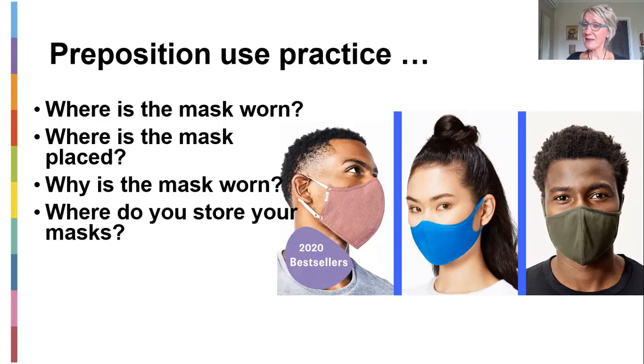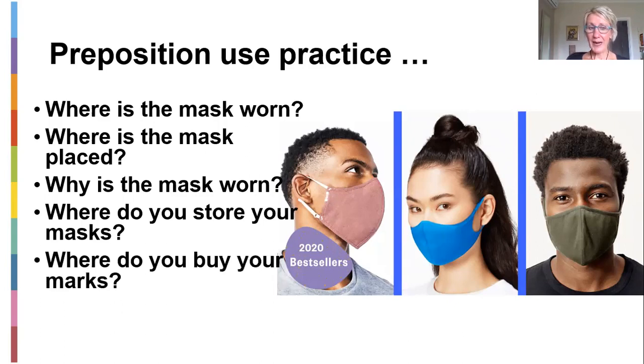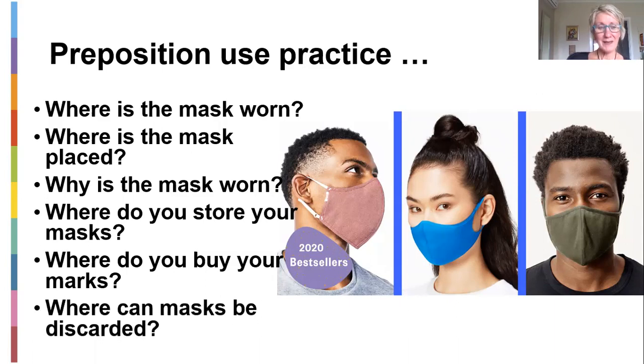Where do you store your masks? Under my socks, in my drawer, on top of my drawer, under my bed, in the wash. How will they use that preposition? Where do you buy your masks? Sorry, it's an error. We buy them at Pick and Pay, at Clicks, at Discount. Don't buy them in the road, whatever they might say. Where can masks be discarded? Under my bed, on top of my bed, in my washing basket, through my window. Those are different ways they can talk about preposition use.